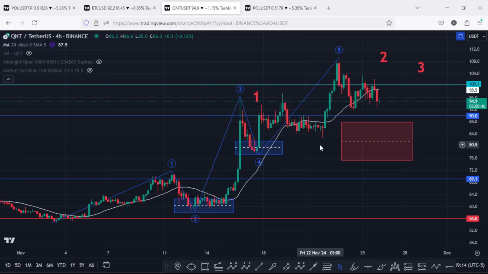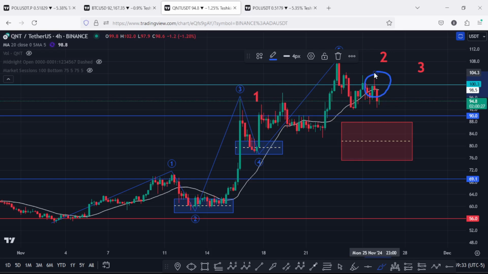QNT at the time of this recording is seeing a bit of a breakdown move after losing a key area of support above the 100.3 USDT. And at the time of this recording, we are also holding below the 20-day MA here on the 4-hour chart, which is also acting as resistance.